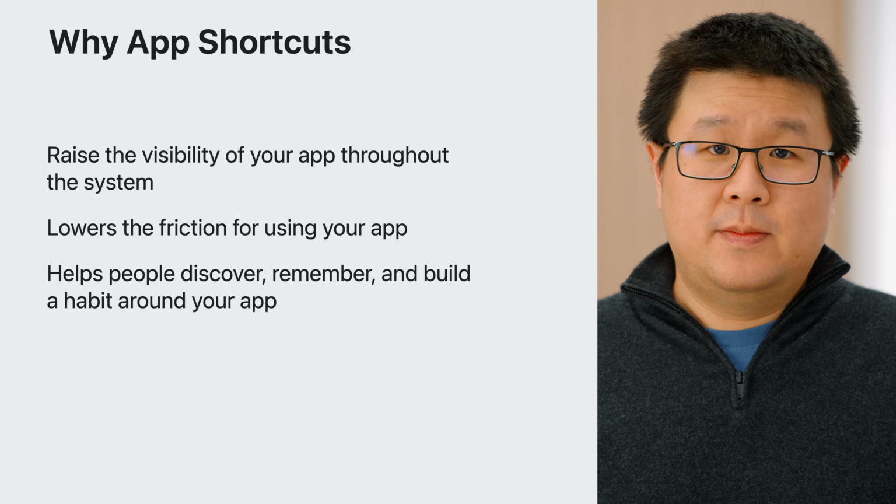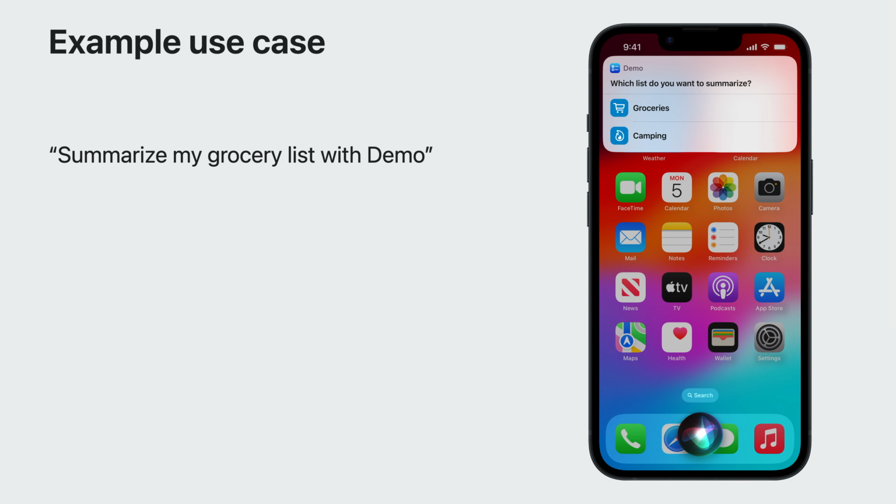around using your app. For example, throughout this session, I'll be working with a hypothetical app called Demo for managing my to-do lists. I want to expose a new bit of functionality, summarizing my list, to the system. This will let me get a quick idea of what's left to do, either via shortcuts or by asking Siri. This sort of quick and lightweight feature is perfect for app shortcuts. They let people get what they need from my app seamlessly and be on their way.